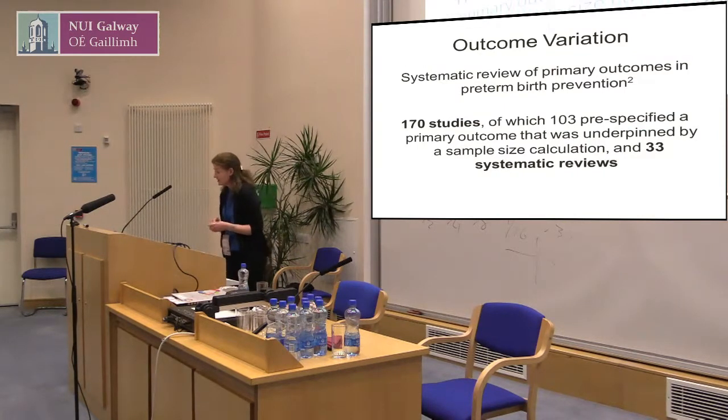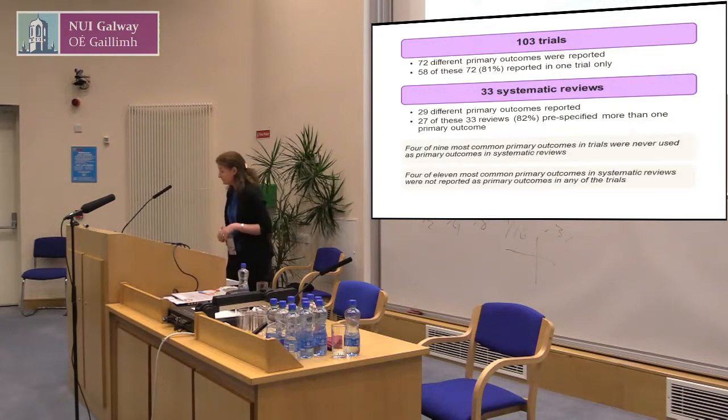Another example, getting into the specifics, was a systematic review that was done on the topic of preterm birth prevention. So again, a very specific area, preterm birth prevention. We're looking at interventions for preventing this. The systematic review found 170 trials, of which 103 pre-specified the primary outcome that was underpinned by the sample size calculation, and 33 systematic reviews. So that was what was in this systematic review.